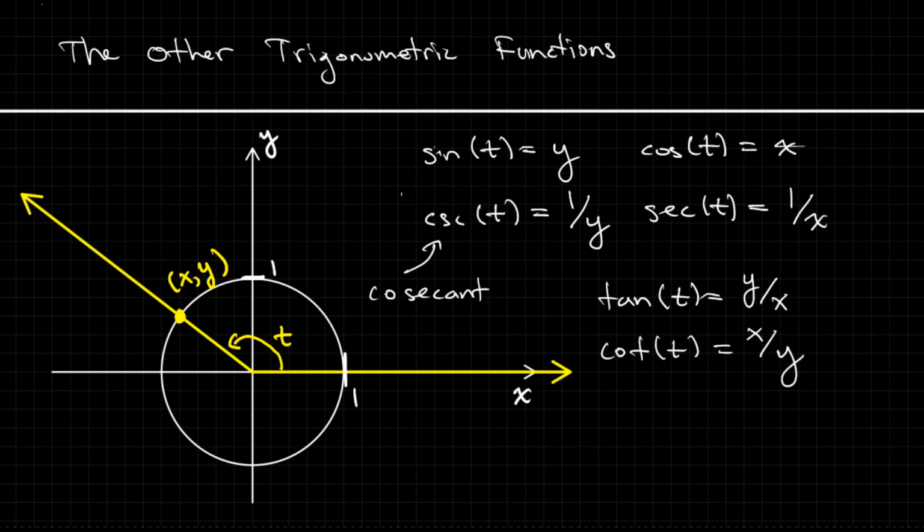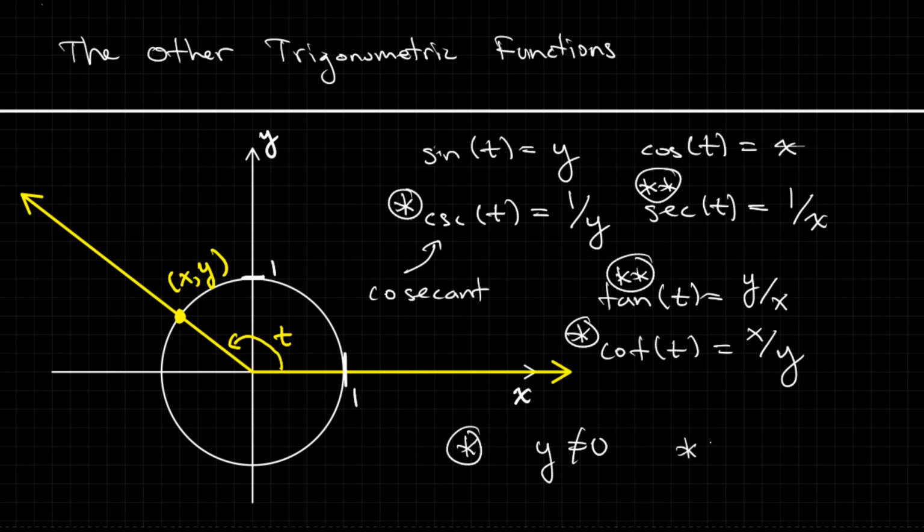Now I'm going to put an asterisk by the cosecant and the cotangent function because you notice here that I am dividing by y, and that's only going to make sense if y is not equal to 0. And let's put a double asterisk by the secant and the tangent function, and for those functions, I'm dividing by x, so x cannot be equal to 0.